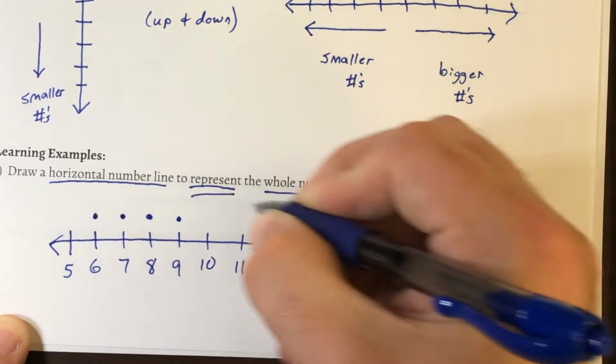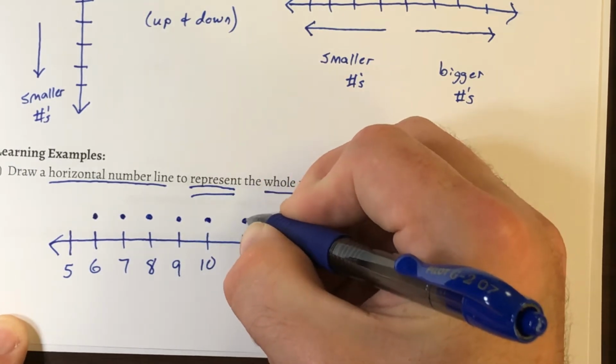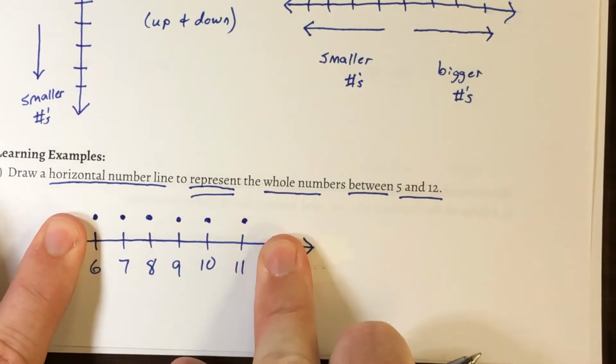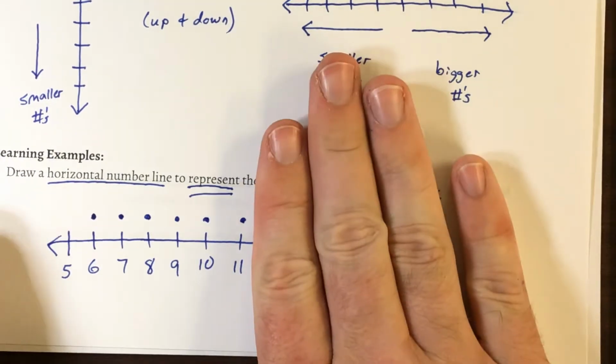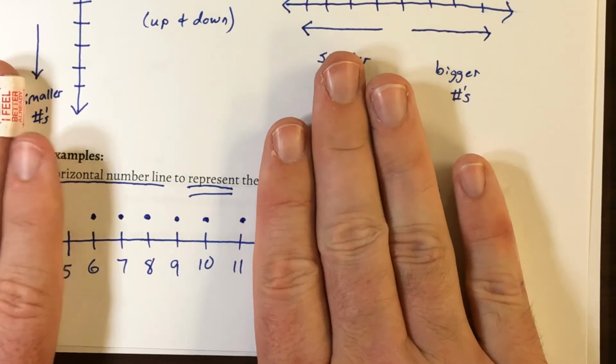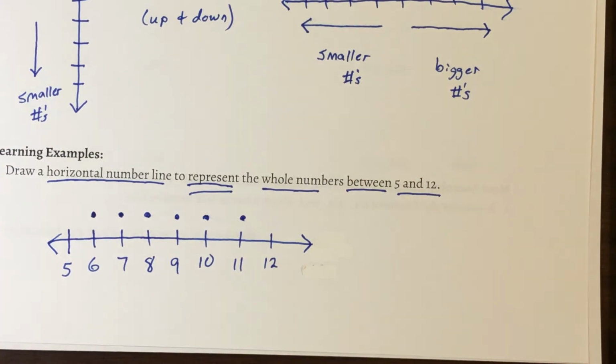So 6 is between 5 and 12. 7 is, 8, 9, 10, and 11 are the whole numbers that are between 5 and 12. Now this means technically you don't need 5 and 12 on your number line because these are the only numbers that we really care about. But 5 and 12 are good placeholders.